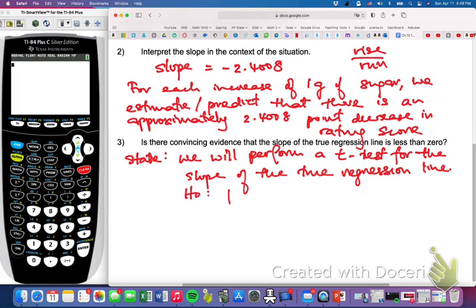So H naught is, that's the symbol, beta. That's the symbol for the true population slope. And null hypothesis, we always let the null hypothesis say that there's no difference. So in this case, we are saying that it is 0, right? There's no slope. Our alternate hypothesis is that the slope, the true population slope, is less than 0.